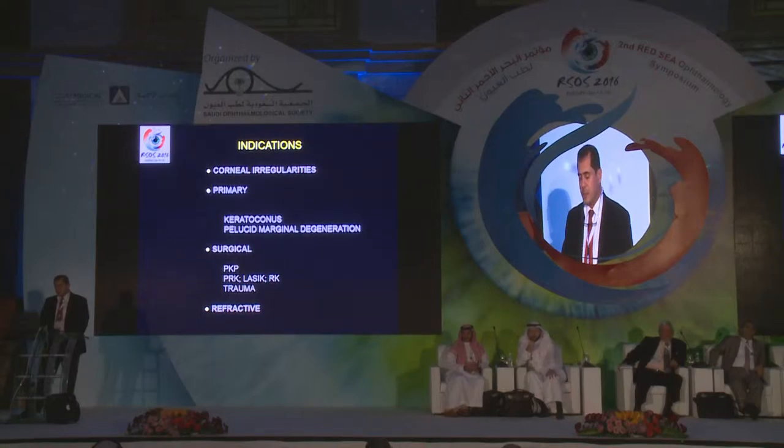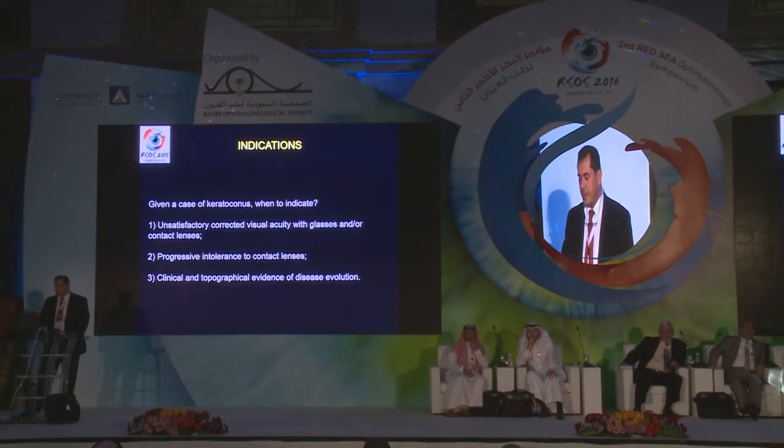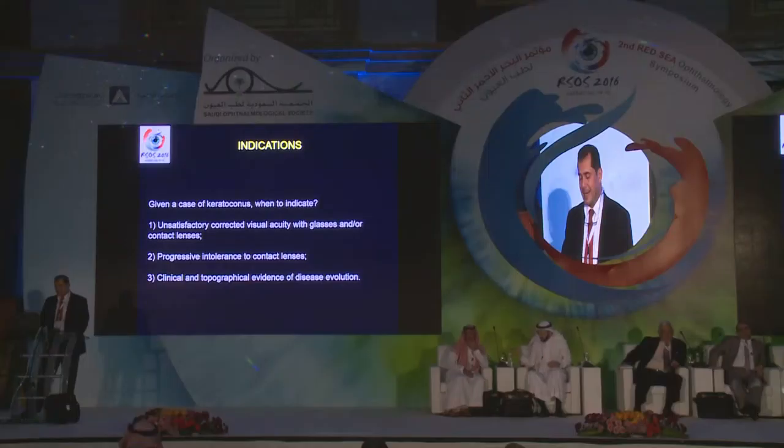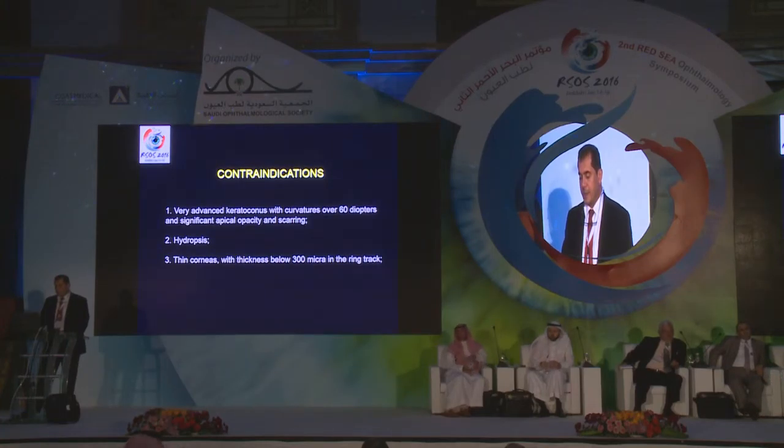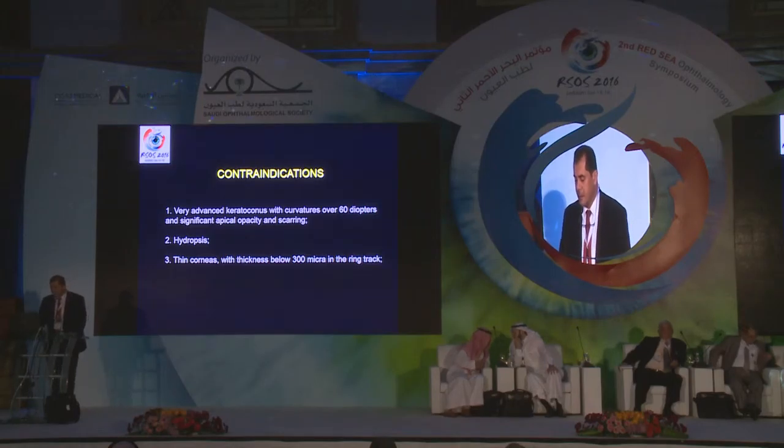The indications: corneal irregularities, primary keratoconus and pellucid marginal degeneration, or surgical causes such as PKP, PRK, LASIK, RK, trauma, and refractive. Given a case of keratoconus, when to indicate: unsatisfactory corrected visual acuity with glasses and/or contact lenses, progressive intolerance to contact lenses, clinical and topographical evidence of disease evolution. The contraindications: very advanced keratoconus with curvatures over 60 diopters and significant apical opacity and scarring, hydrops, and thin corneas with thickness below 300 microns in the ring track.